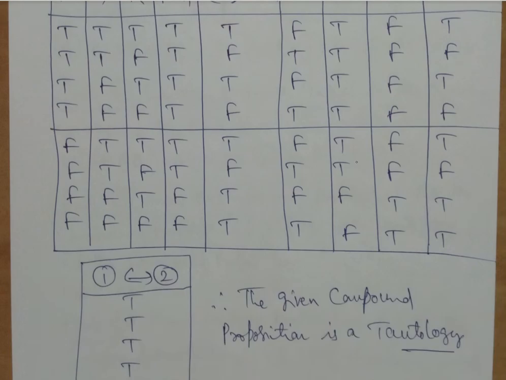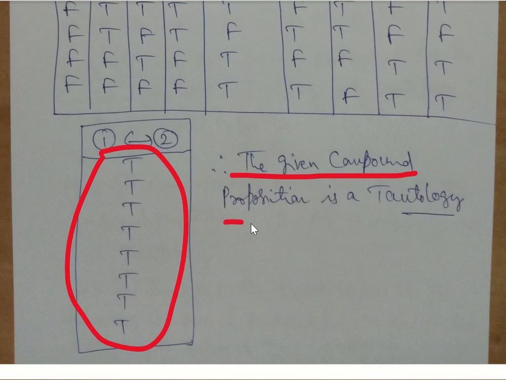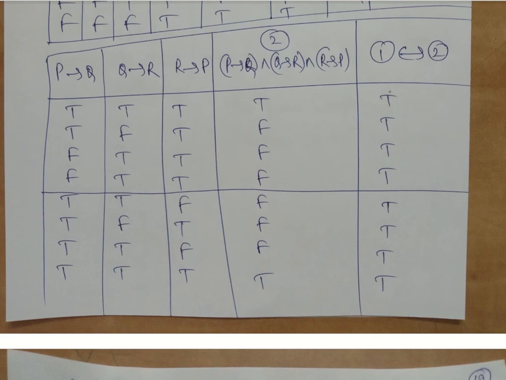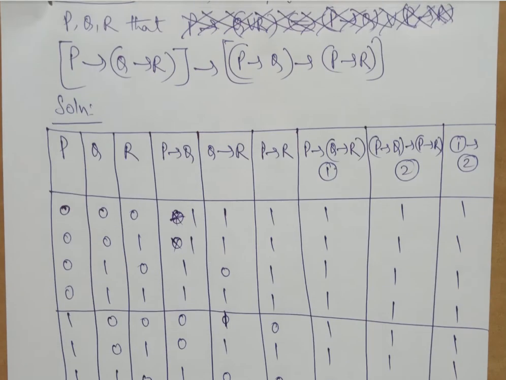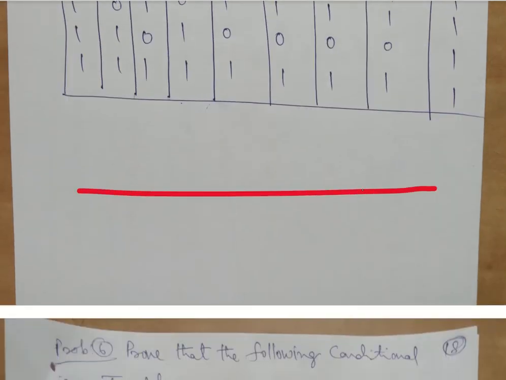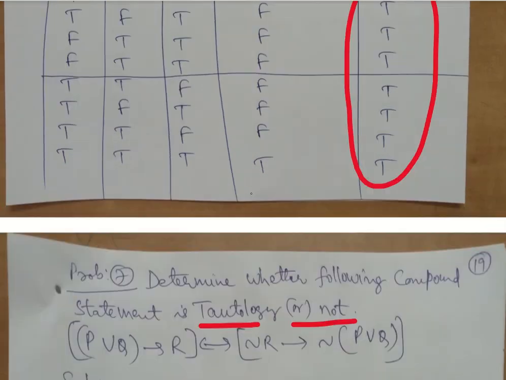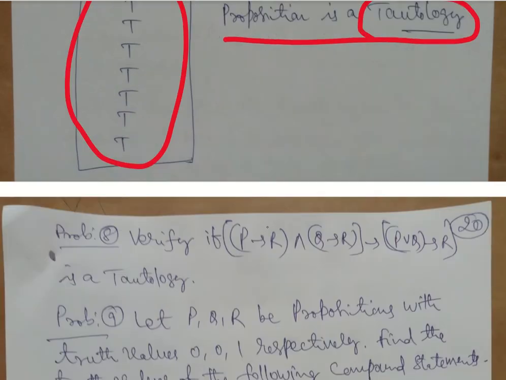So we do the same process. At the end we got all T's. Since we got all T's, we have to conclude that the given compound proposition is a tautology. So for every statement, even in the previous one, you should write: from the truth table we find that the given proposition is a tautology. You should conclude everywhere. That is a good answer and expected by the examiners. So this type of conclusion you should be able to write.